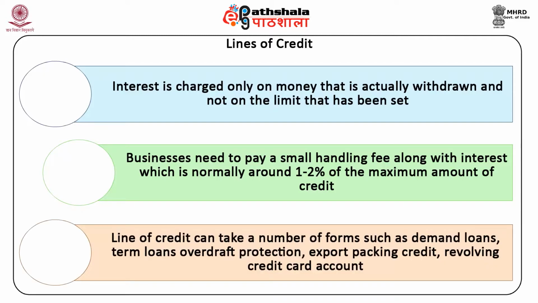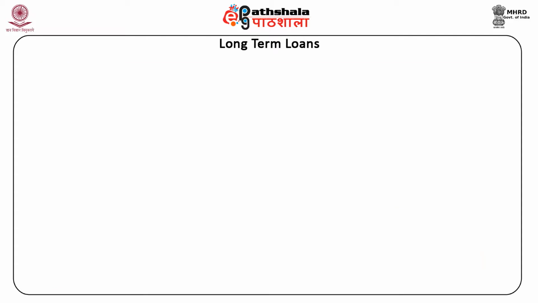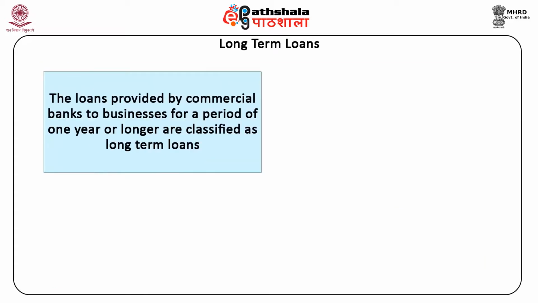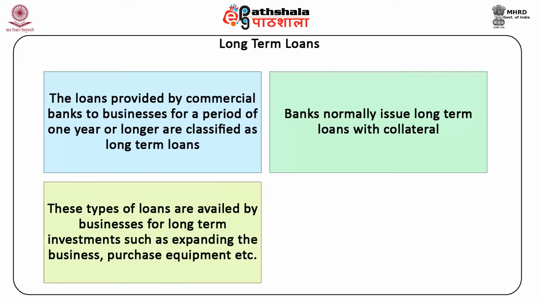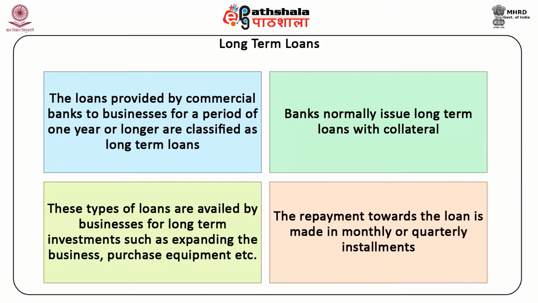Line of credit can take a number of forms such as demand loans, term loans, overdraft protection, export packing credit, revolving credit card account, etc. Long-term loans. The loans provided by commercial banks to businesses for a period of 1 year or longer are classified as long-term loans. Banks normally issue long-term loans with a collateral. These types of loans are availed by businesses for long-term investments such as expanding the business, purchasing equipment, etc. The repayment towards the loan is made in monthly or quarterly installments.